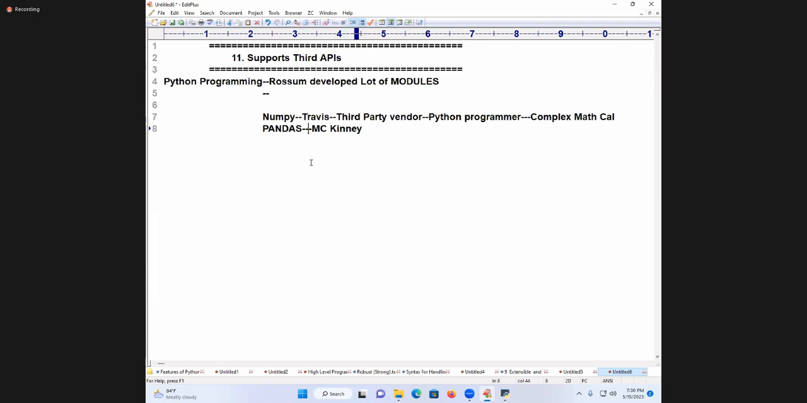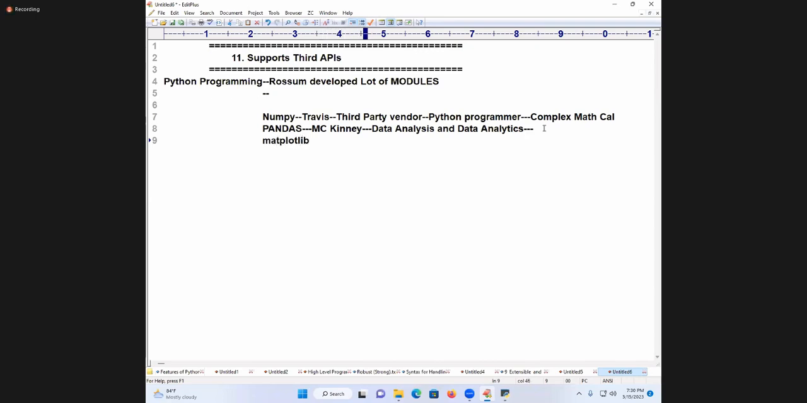As far as data analysis is concerned, as far as data analytics is concerned, which tool will I use? Pandas. Pandas is not a part of the language. It was developed by McKinney, a third-party person. Like that, there are a lot of modules.